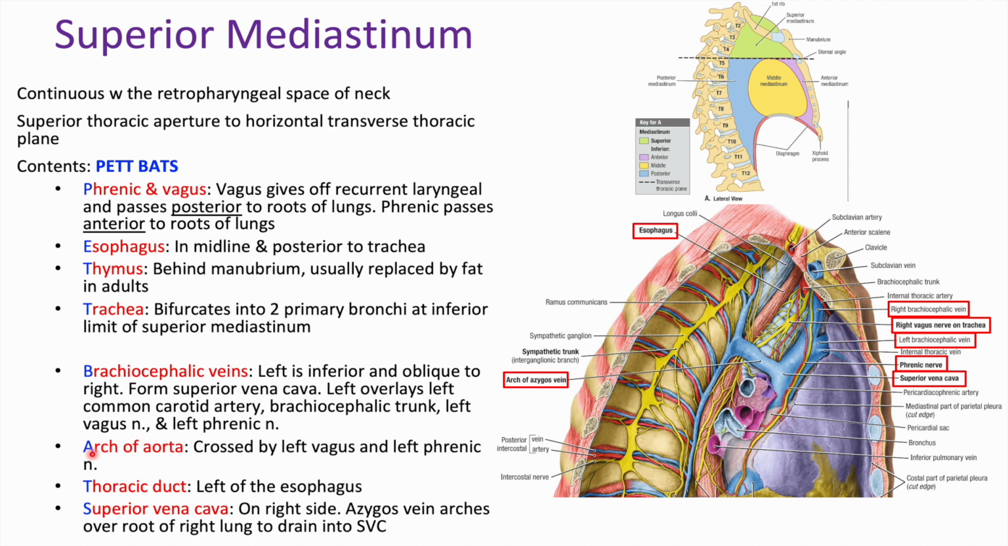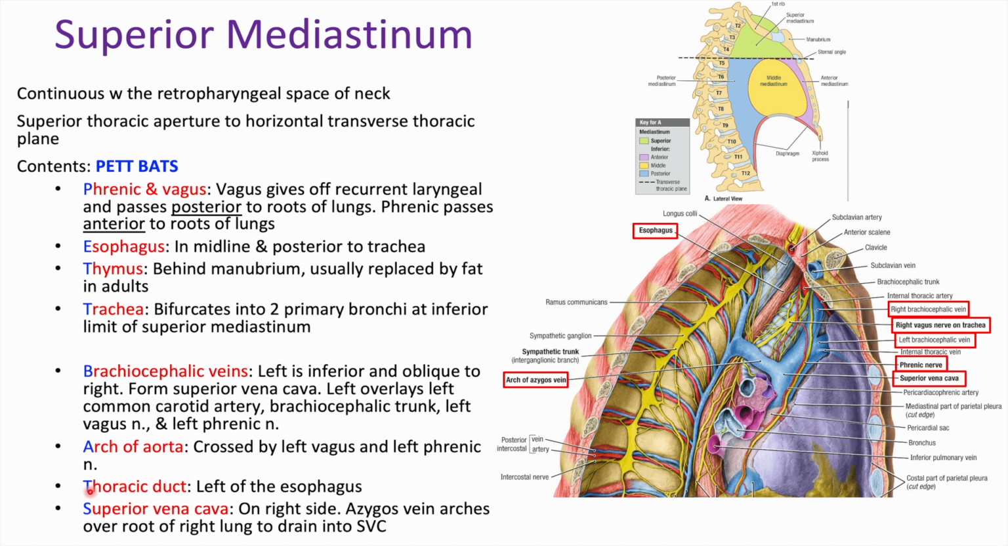Here we're also going to have the arch of the aorta. That's not pictured super well in this picture, but we've seen our aorta. The arch is going to come up and go around. It's going to start off here and then run down. And that's going to get crossed by the left vagus and the left phrenic nerve.